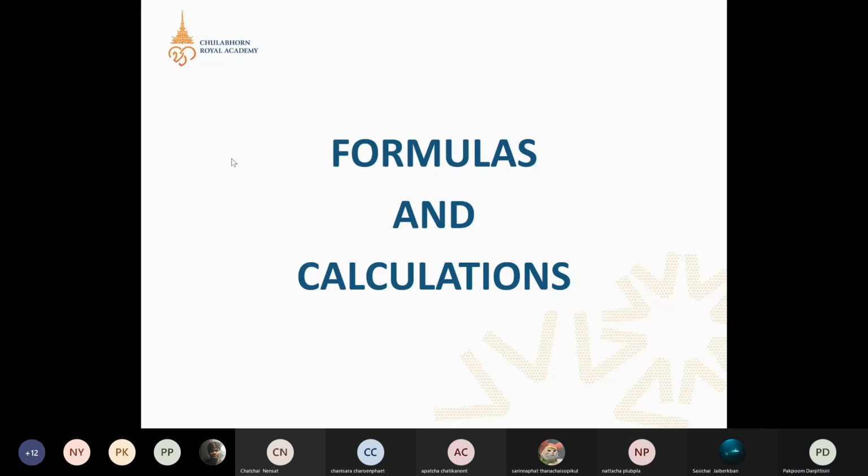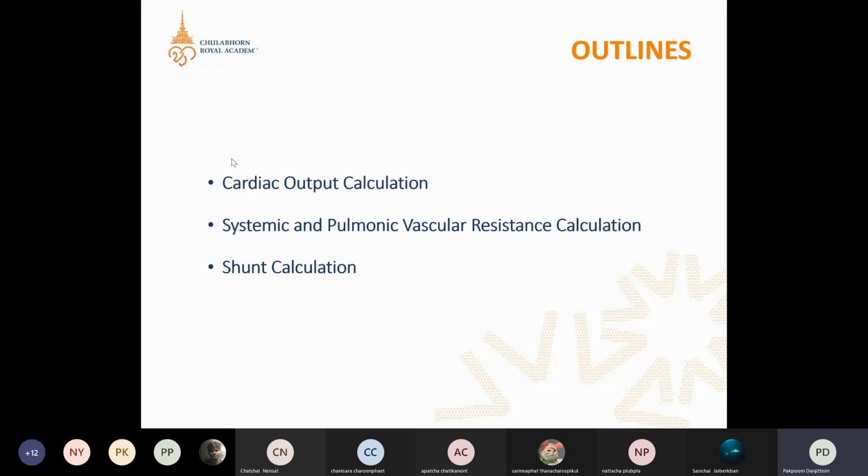Next, I'm going to talk about the formulas and calculations. In the outline, you will learn about the cardiac output calculation, systemic and pulmonic vascular resistance calculation, and the shunt calculation.